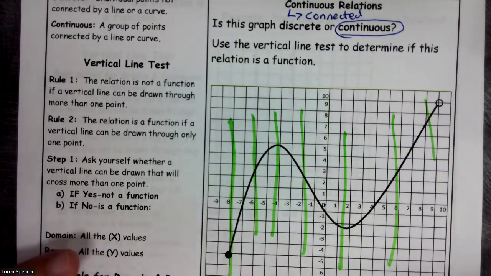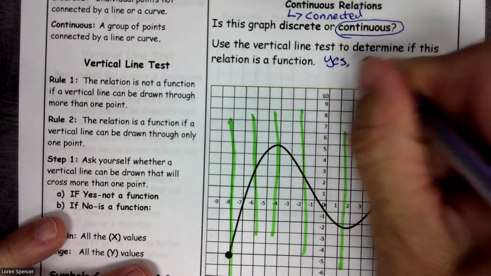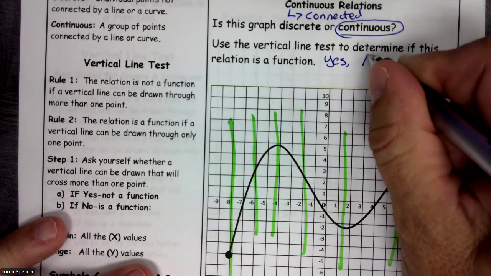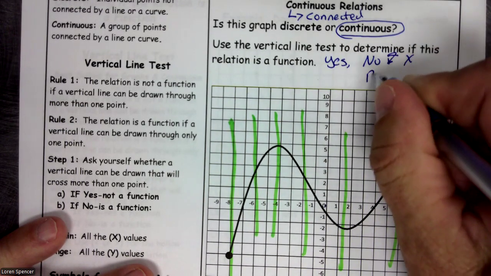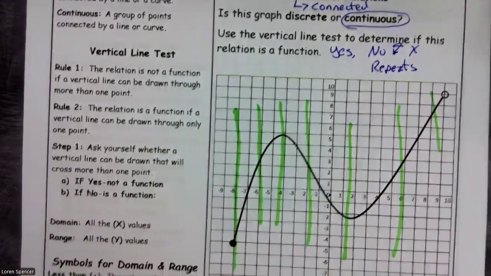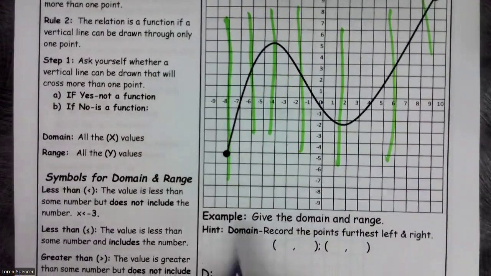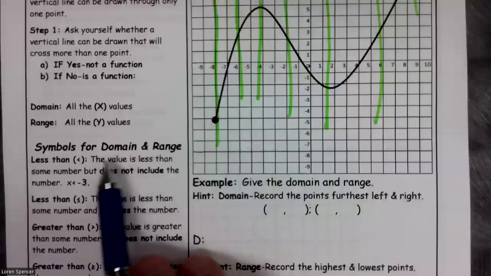So yes, it passes the vertical line test. Why? Because no X repeats. So yes, it is a function because no X repeats. All right. Please remember domain is the X value, range is the Y values.